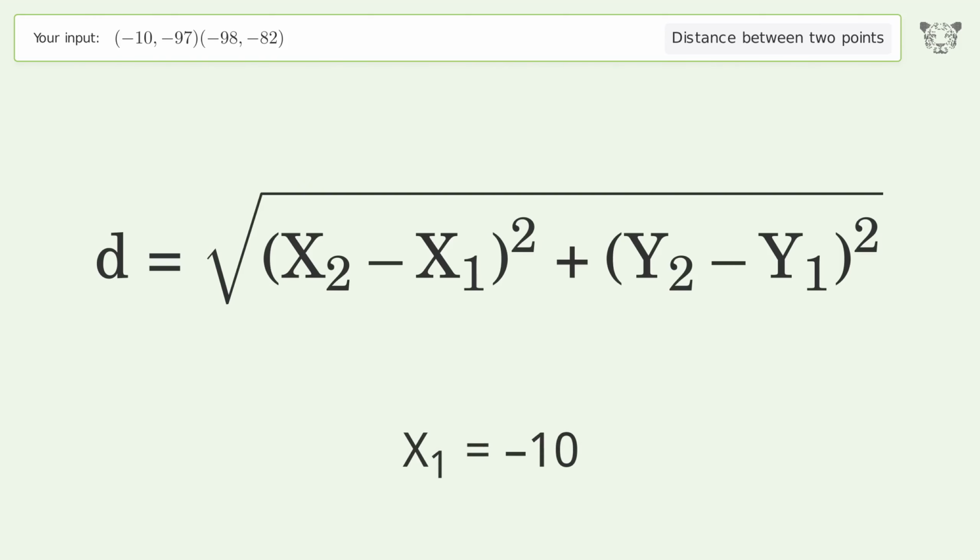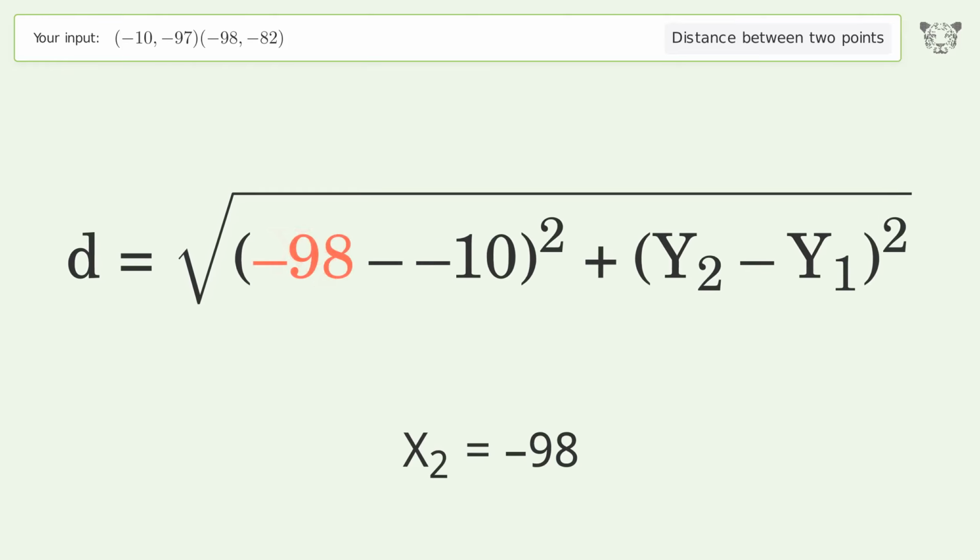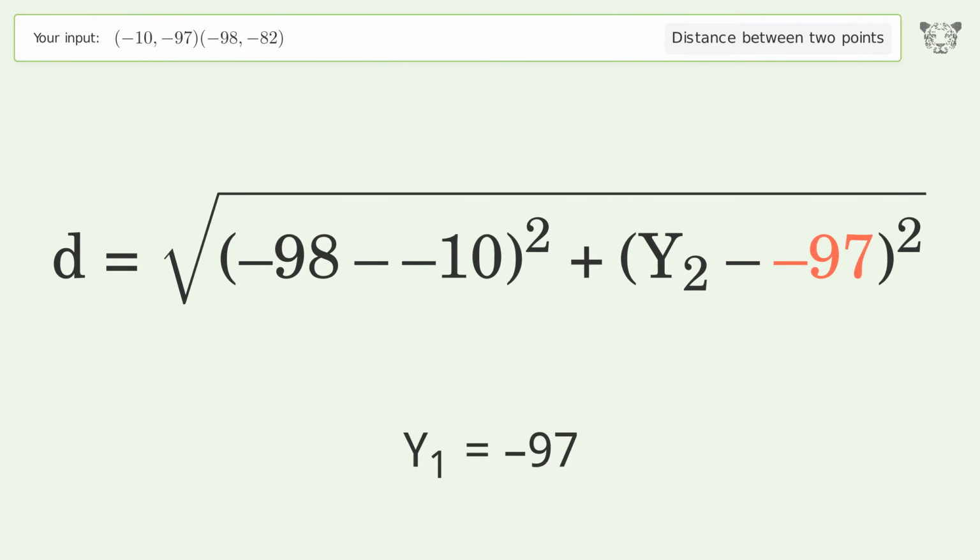x1 equals -10. x2 equals -98. y1 equals -97. y2 equals -82.